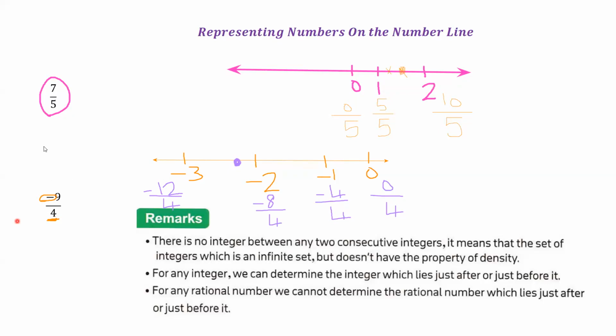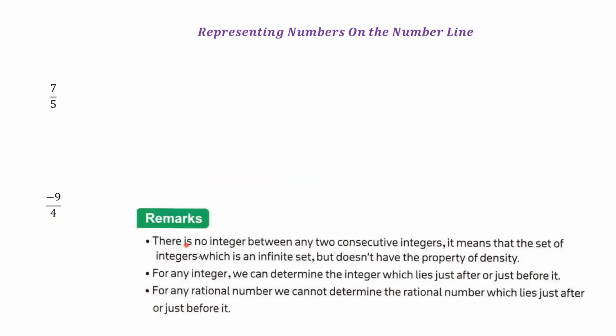Okay, these 3 marks are so important, so remember them before your evaluation. There is no integer between any two consecutive integers. It means that the set of integers is an infinite set, but doesn't have the property of density. Like if I give you numbers 1 and 2, can you find between them any other integers? Of course not. But you can find between them rational numbers. And rational numbers means you can find decimals or fractions.